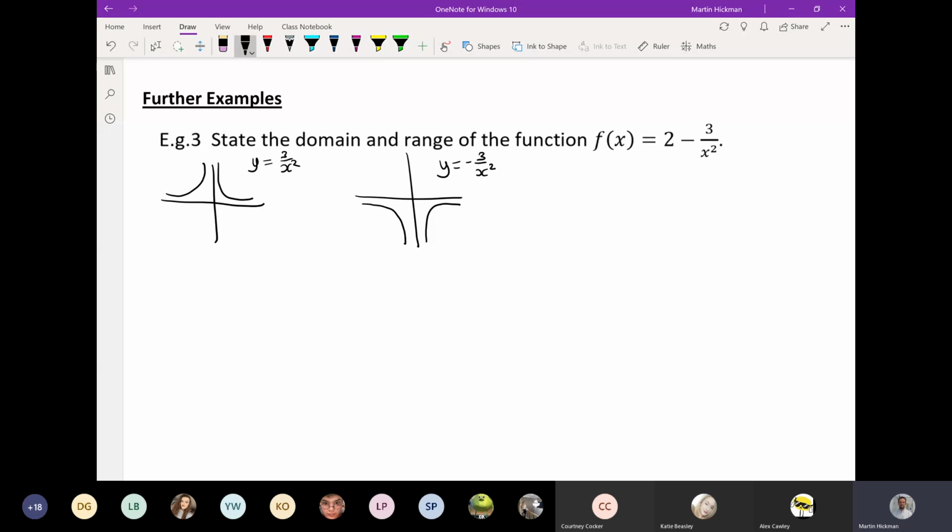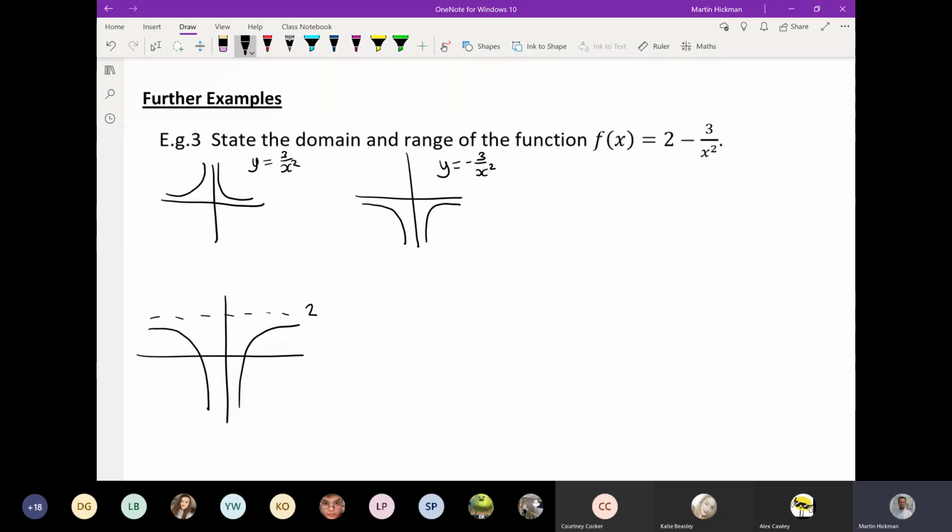But then we're going to add 2 to this. So our final sketch, let's make that look a little bit more realistic. Our final sketch would look like this. Okay, it's going to have an asymptote when y is 2, and it's never going to go higher than that 2. Okay, so just think about why that is.